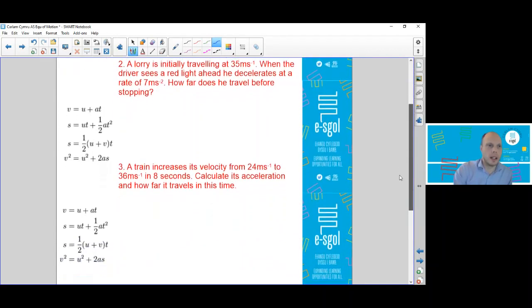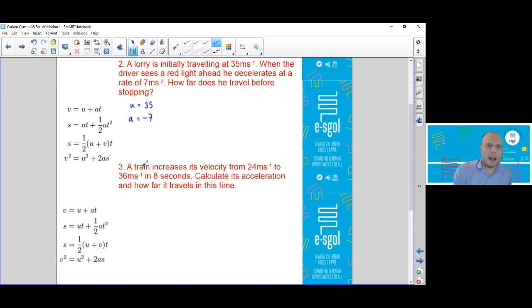Moving down, a lorry driver is initially travelling at 35 meters per second, so there's your initial velocity, so U is 35. When the driver sees a red light ahead, he decelerates at a rate of 7 meters per second squared. And you need to be careful with deceleration. It's slowing down, okay? That means we put it in as -7, okay? If you put it in as +7, the truck will speed up and never slow down, okay?